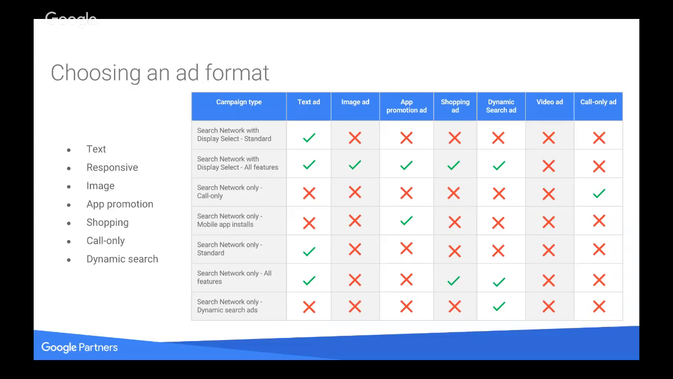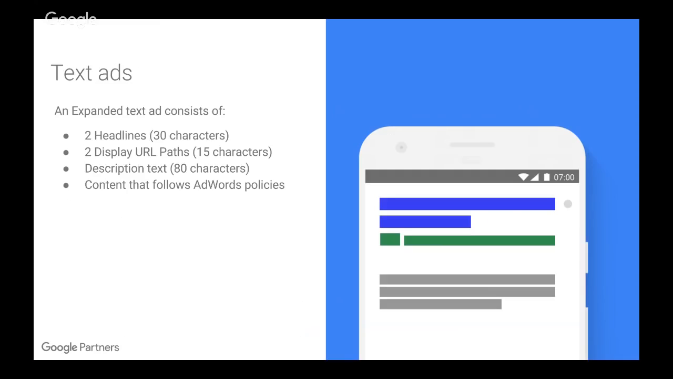Keep in mind that there are particular ad formats that work with different campaign types. An image ad, for example, can only be used in a display network campaign or a search network with display select, which does allow you the functionality of showcasing an image ad. So let's go through each of these ad formats a bit more in detail.